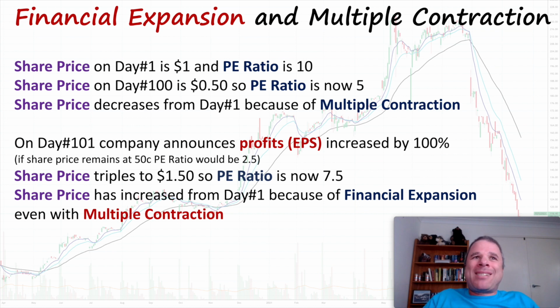So the share price has increased from $1 to $1.50 because of financial expansion. The EPS has increased by 100%. But the P/E ratio has dropped from 10 to 7.5. So there has been some multiple contraction there as well. So this is a situation that you can see on occasion on the markets.